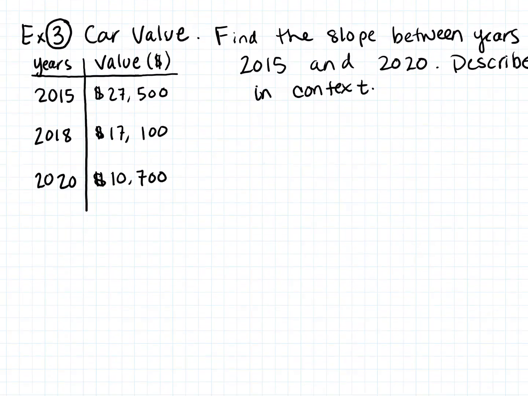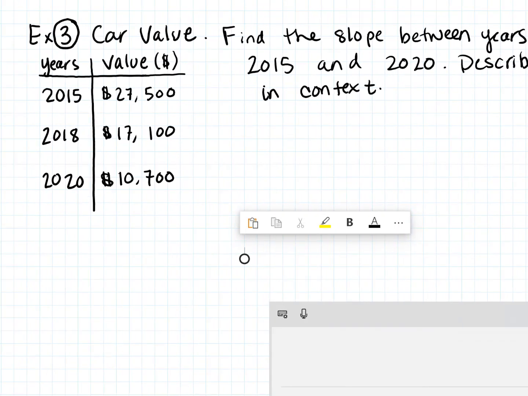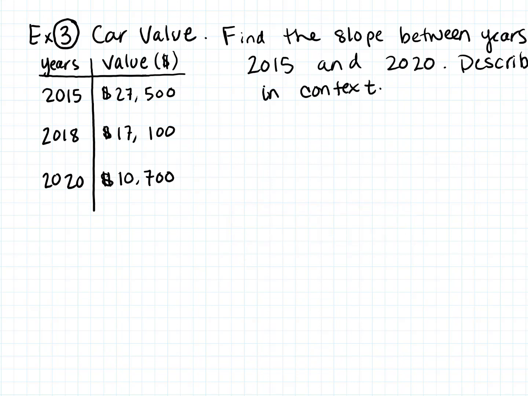Okay, let's do one more example. Let's look at a car value. So here's a car value. Suppose you purchase a car in 2015 for $27,500, and then you track the value over the next couple of years. So in 2018 and in 2020, you have the value of the car. And we want to determine what is the slope between the years 2015 and 2020. So here's 2015 and here's 2020. So those are going to be my 2 ordered pairs.